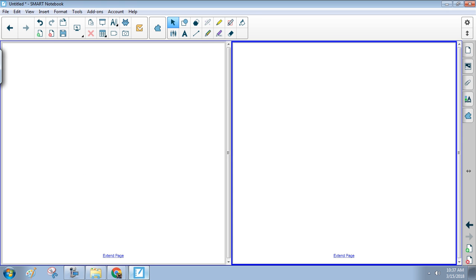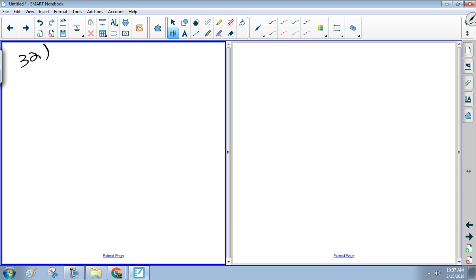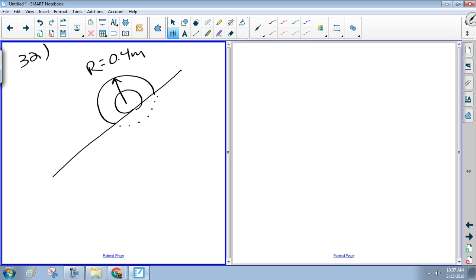All right, so what did I just say? 32. All right, so here's the deal with 32. So you've got this wheel, and it's rolling, but it's got like an axle on it. So it's rolling like that, right? Okay, and what it tells us is that it's got a large radius of 0.4 meters, and the radius of the axle itself, I'm going to call that little r, that's 0.2 meters.